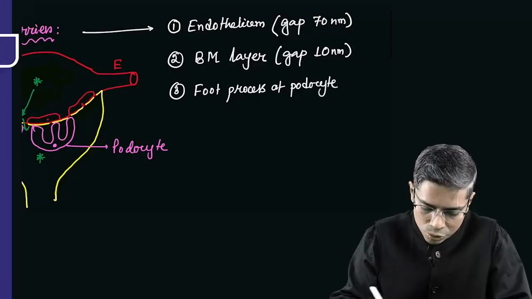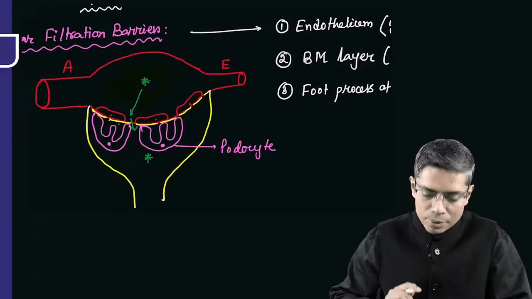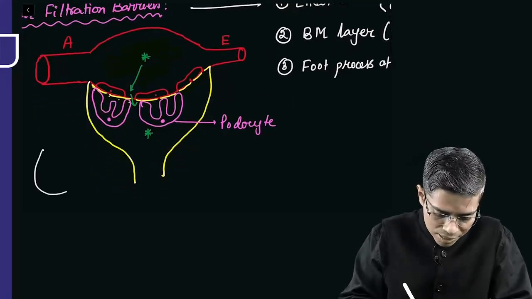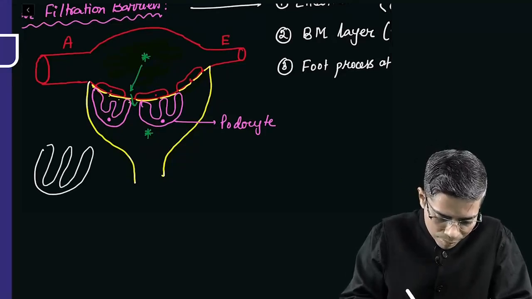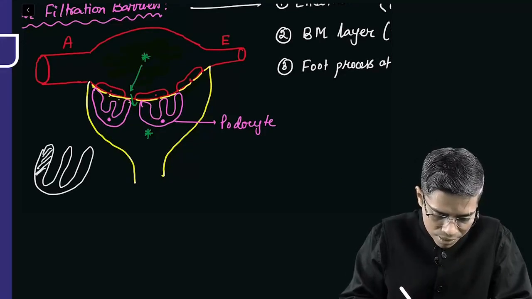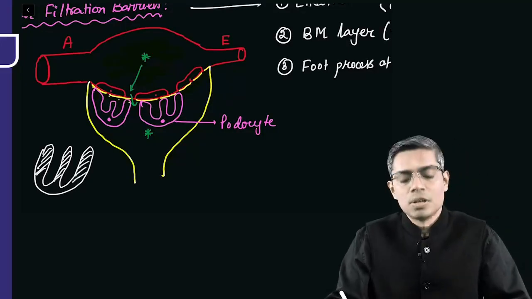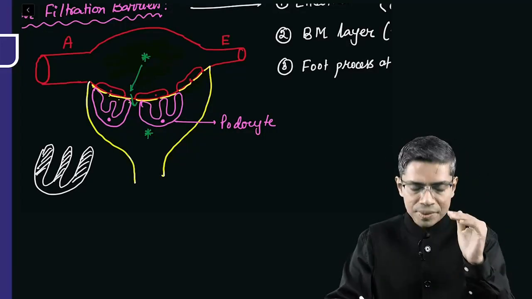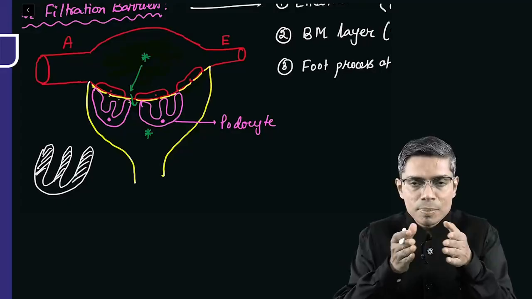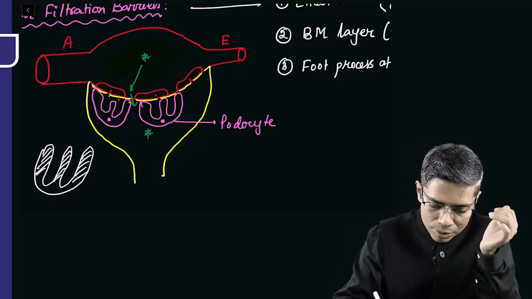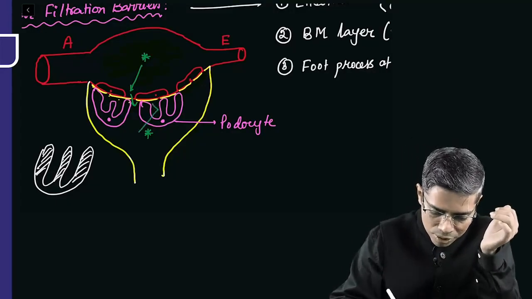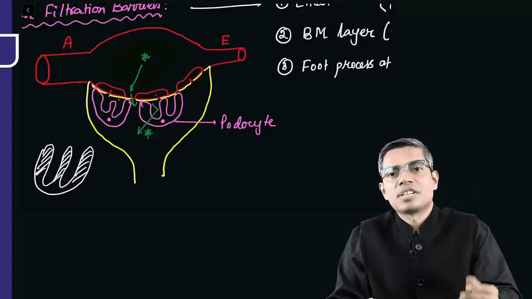So as you can find out here, if you look at a single podocyte, the podocyte is looking like this, with some long processes. These processes are known as the foot processes of podocyte. So the substances will pass through the endothelium layer, then it will pass through the basement membrane, and then it will pass through this foot process of podocyte, and then the filtration will occur.